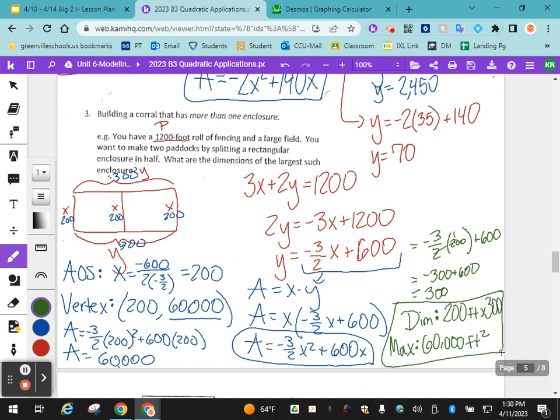The dimensions are 200 by 300. And make sure your fencing adds up. 300 and 300 is 600. 200, 200, 200 is another 600. When I add it all together, that does give me 1,200. That's how I'm getting good grades.